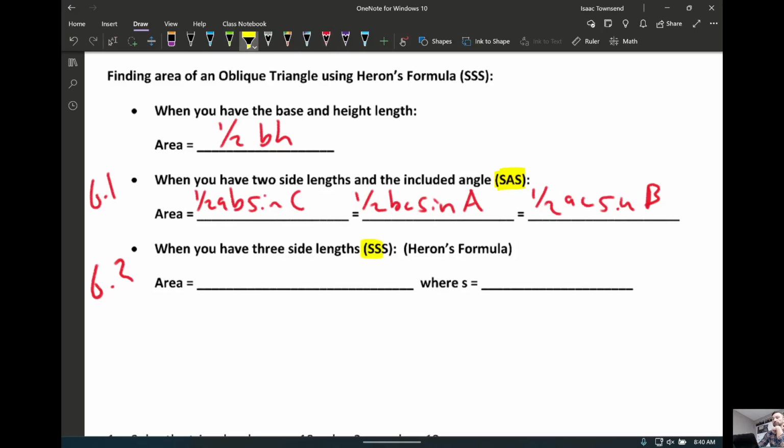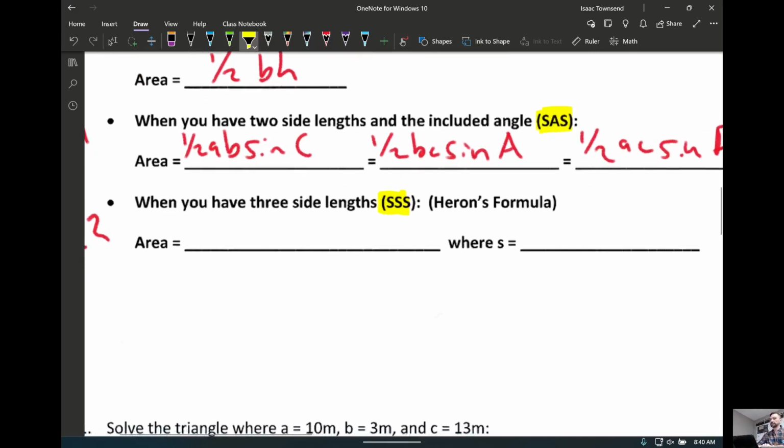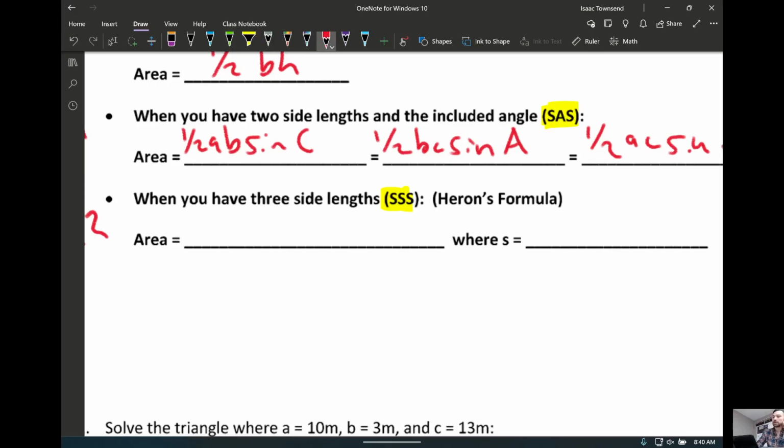This one works if you know all three sides of a triangle. So instead of doing the work with right triangle trig and solving for the height, you can just plug in these side lengths. So Heron's formula says, and this is the first time I've shown this one to you, the area of a triangle is equal to the square root of s times s minus a, where a is one of the side lengths, times s minus b, where b is the second side length, times s minus c, which is the third side length.